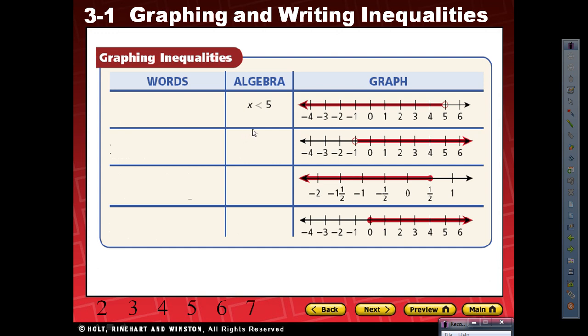Now, in words, what does that mean? Well, we know that this is a real number line, right? So that means that all these are real numbers. So let's read it. X represents real numbers. So this should read all real numbers, that's what the x stands for, less than what? 5. Yeah, and that should go right here. All real numbers less than 5.